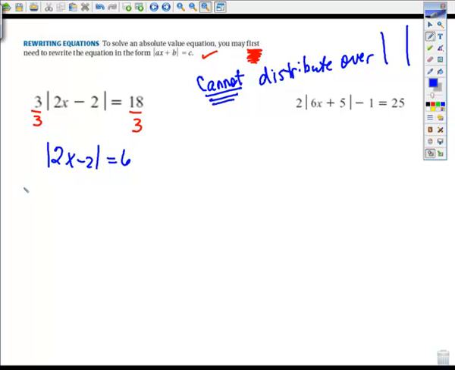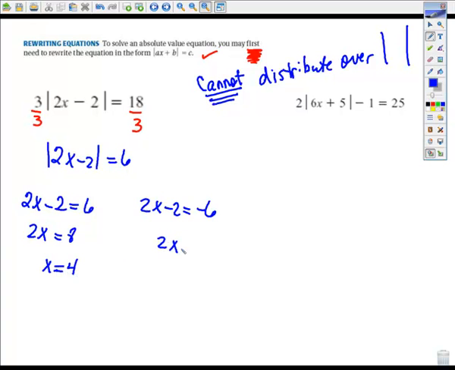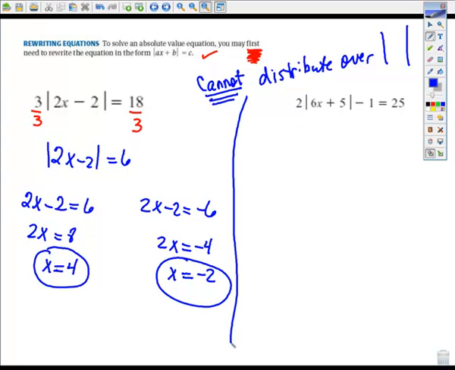And now I'll do just what I did in the last example. So I take off the brackets and write it as is. And the second one I take off the brackets and set it equal to negative 6. So 2x would equal 8, x would equal 4, 2x would equal negative 4, so x would equal negative 2. And these are my two solutions for x.